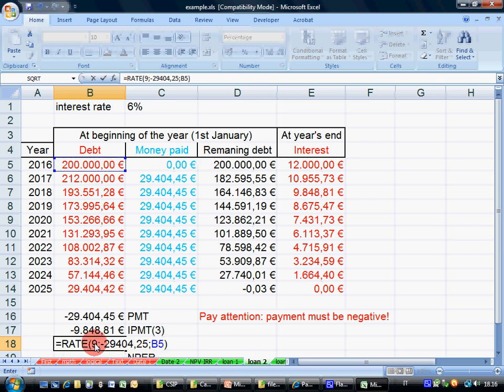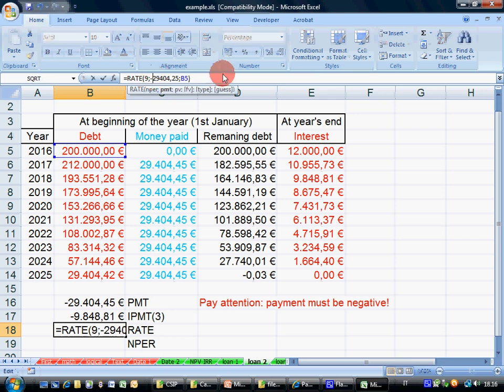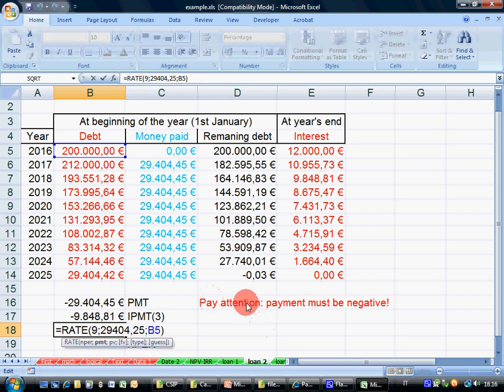How many payments? How much do you pay? And pay attention because it must be negative, because it's something that you pay. And your debt, it will give you your interest rate, 6%. Okay. What happens if you put it positive? If you put it positive, you will get the num error. So don't call me at exam asking me why rate doesn't work. Okay, it doesn't work because payment must be negative.